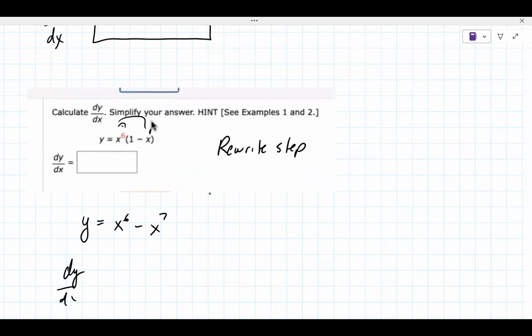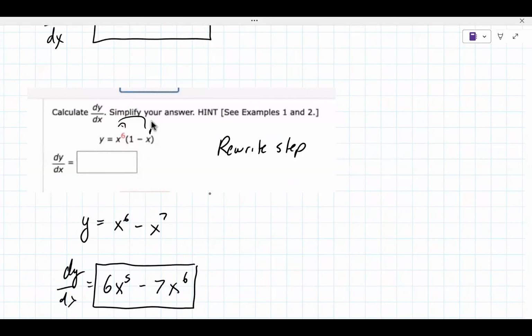Your derivative is, you bring the exponent down, 6x to the 5th power, you subtract 1, 7x to the 6th power. Subtract 1 like that. Okay. So it's just a lot of subtracting, adding, and then bringing down exponents. Okay. Yes. Okay, got it.